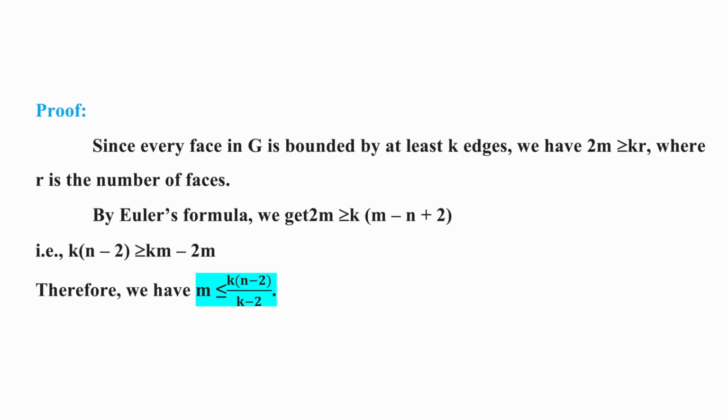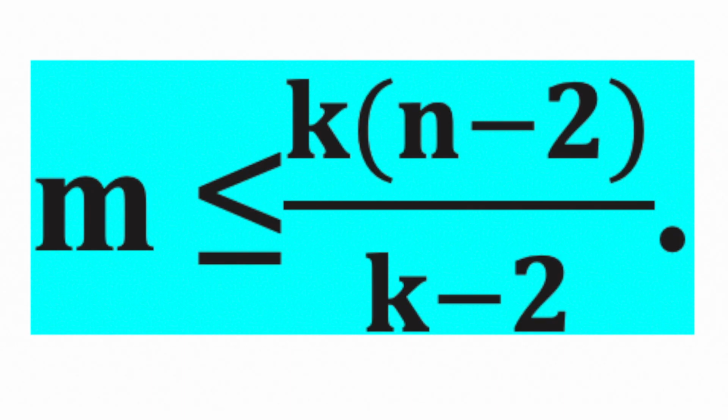The proof is, since every face in G is bounded by at least k edges, we have 2m is greater than or equal to kr, where r is the number of faces. By Euler's formula, we get 2m is greater than or equal to k(m - n + 2), that is k(n - 2), which is greater than or equal to km - 2m. Therefore, we have m is less than or equal to k(n - 2) divided by (k - 2).